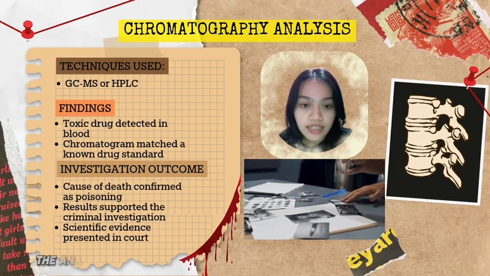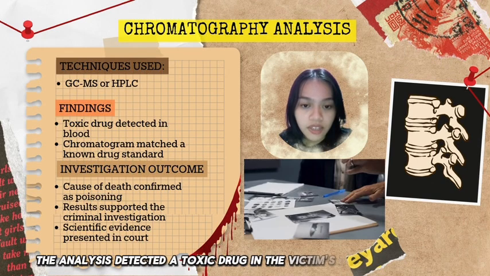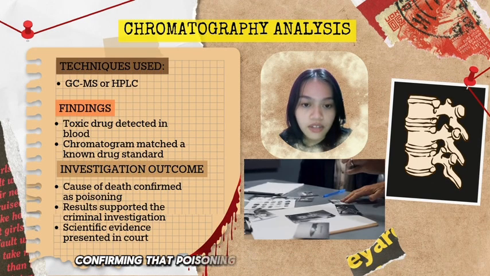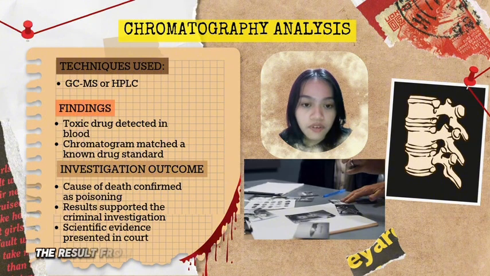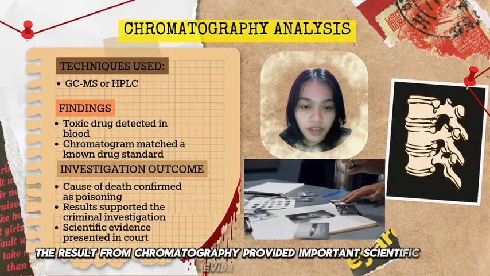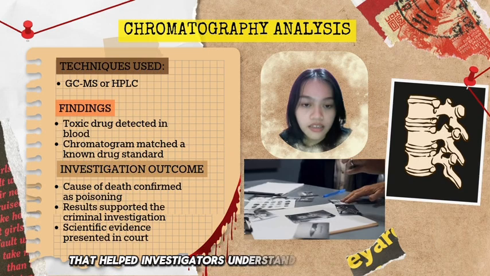In this case, the analysis detected a toxic drug in the victim's blood sample, confirming that poisoning was the cause of death. The result from chromatography provided important scientific evidence that helped investigators understand what happened and supported the criminal investigation.